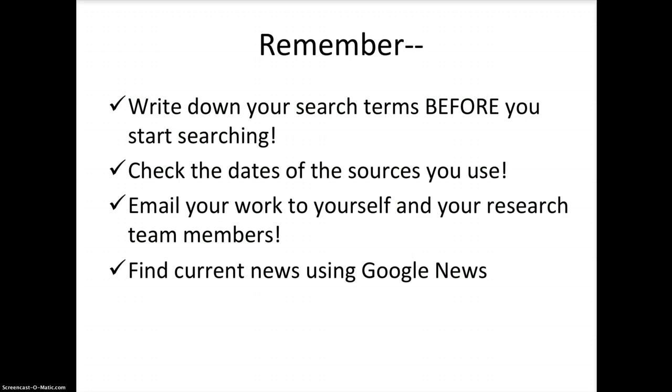Just a couple of hints. Remember, write down your search terms before you start searching. This will save you a lot of time. Write down alternate terms that you can use as well if you don't find anything using your first term. Always check the dates of the sources you use. Don't use sources that are too old. Try and find things that have been published within the last 6 months or the last year. If not, a good rule of thumb is to not use anything older than 3 years. And always, always, always email your work to yourself and your research team members before you log out. And find current news using Google News.